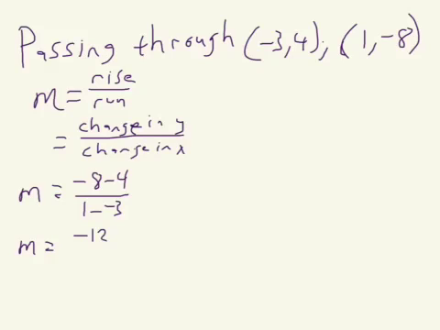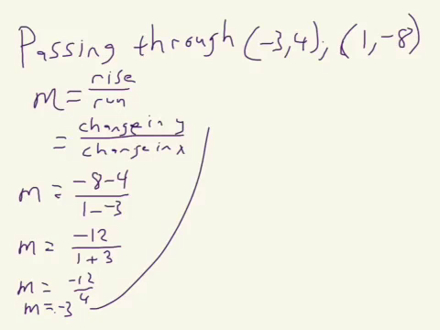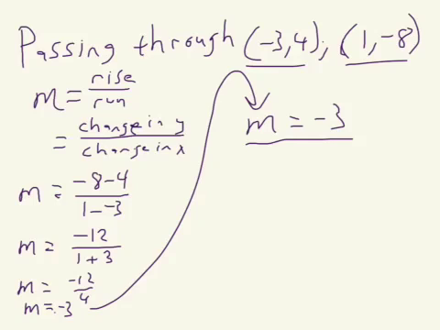That's going to be negative 12 up top. And just to make sure I don't make a mistake, I'm going to go ahead and change that to plus. 1 minus a negative, or 1 minus negative 3 is like 1 plus 3. So this becomes negative 12 over 4, which is indeed negative 3. Okay, so now I do have the slope, and I have 2 points. Tricky part here, which one should I use? Doesn't matter which one you use.